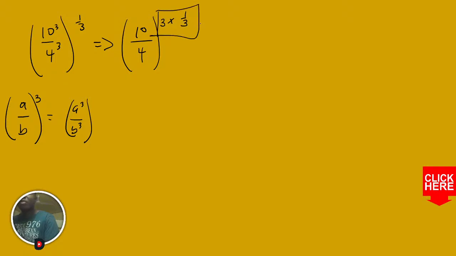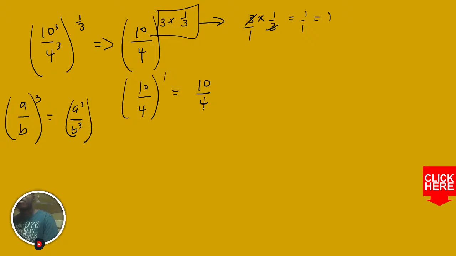Now we are going to pick this and work on it. Okay, so 3 times what? 1 over 3. This 3 is over 1. So we will cancel and the 3's will go. This will give us 1 over 1, which is plus 1. So now it is 10 over 4 raised to the power 1. Anything raised to the power 1 is that same thing. So our answer is 10 over 4.